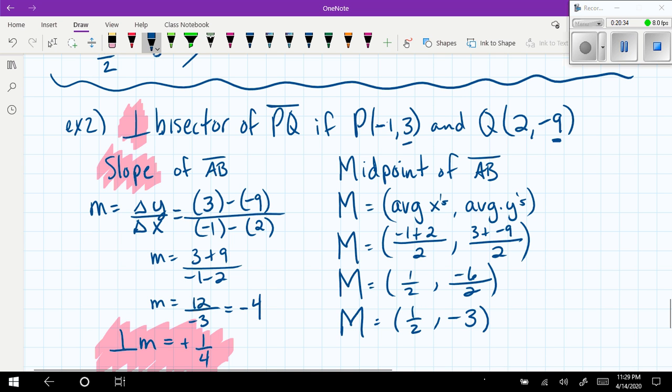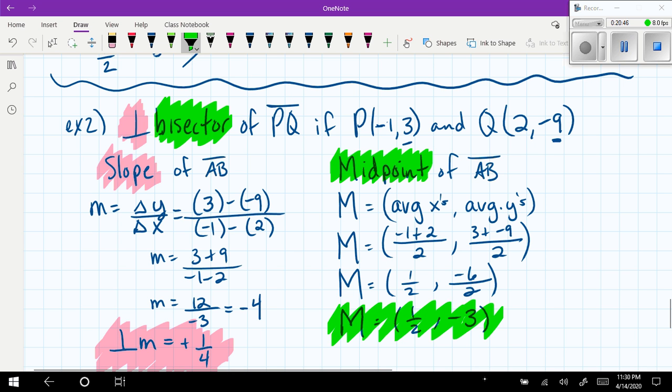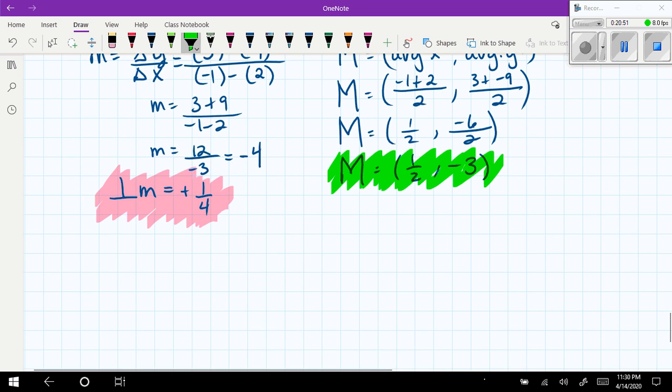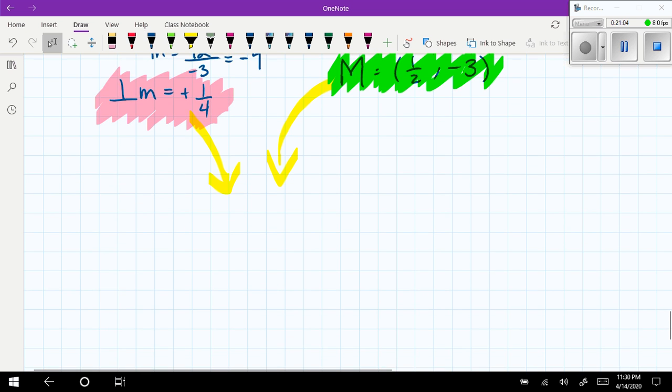Okay, so here's my green. Here's my word bisector. And because I want a bisector, I want to find the midpoint. And here's my midpoint. So I'm going to do both of those. I'm going to take the slope of 1/4 and a midpoint of 1/2 comma negative 3. And I'm going to use something called point slope, and that is y minus y1 equals m times x minus x1.